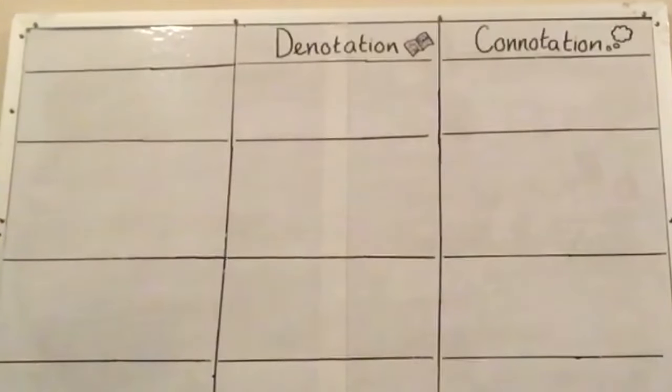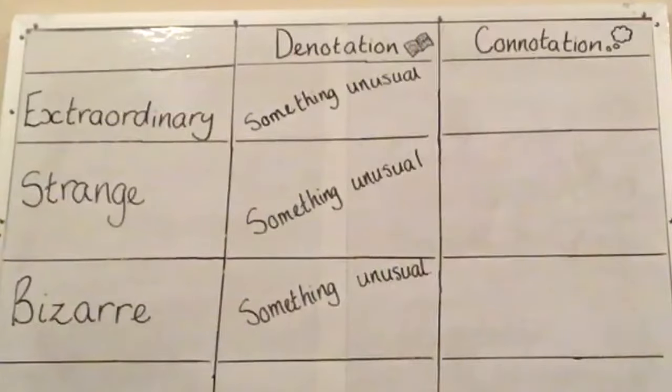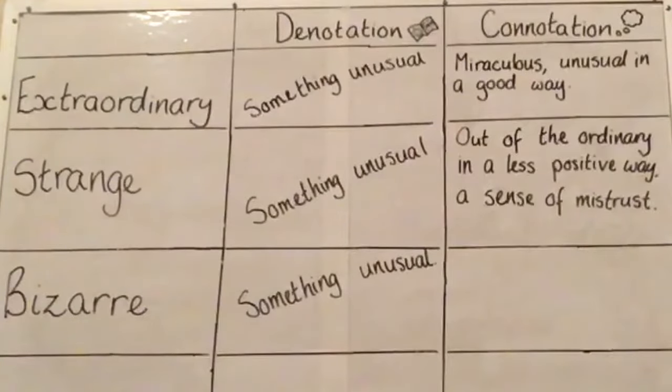Okay, so here's an example just to show you what I mean. So we can take 3 words, for example, extraordinary, strange, and bizarre. All 3 of these words have the same basic denotation. They all mean something unusual. However, the connotations are very different. So, for example, extraordinary means something miraculous. It's something unusual but in a slightly more positive way. Although strange has the same denotation, the connotation is very different. So again, it means something out of the ordinary, but it means something slightly less positive. There's almost a sense of mistrust. If you think about the way you say strange, you're not normally thinking about something that's positive.